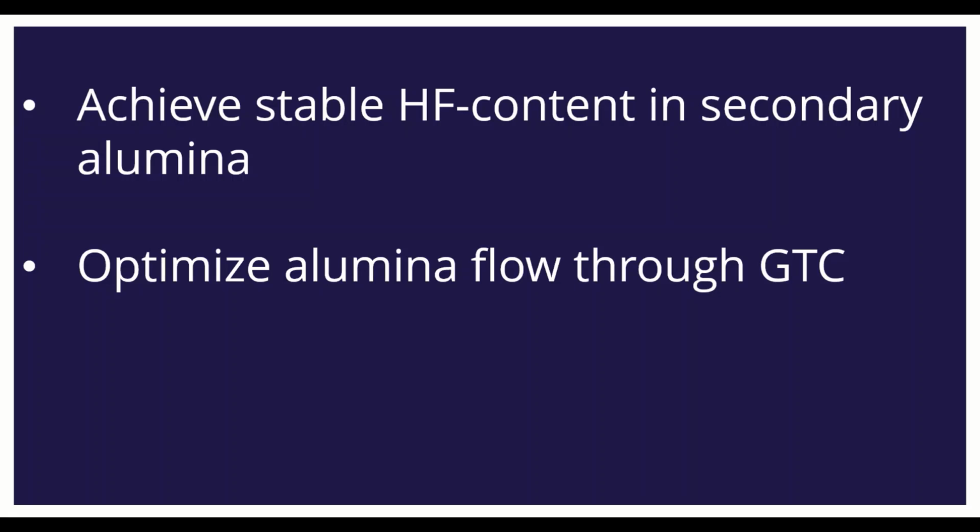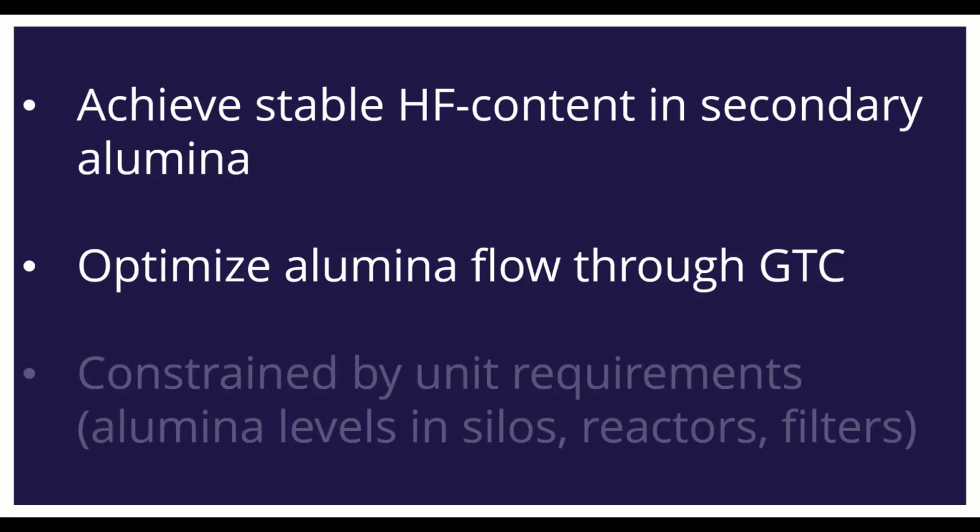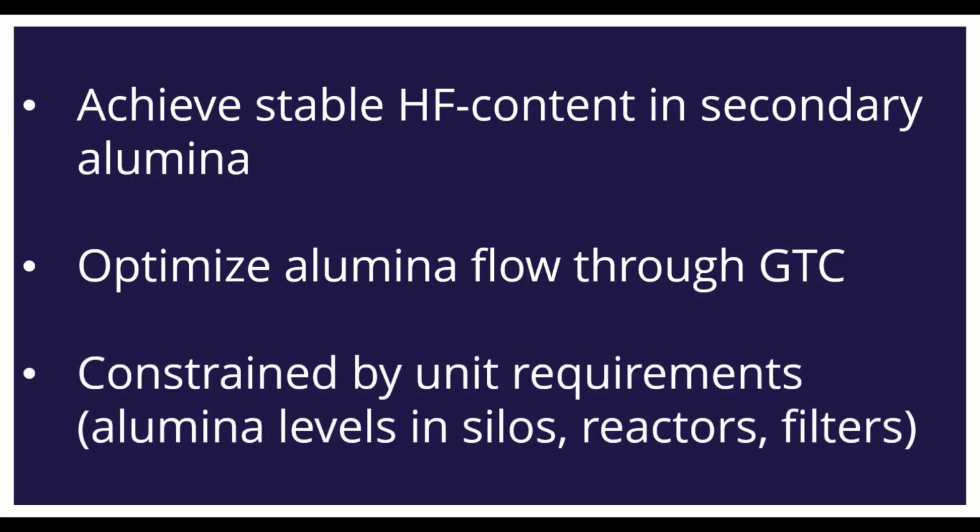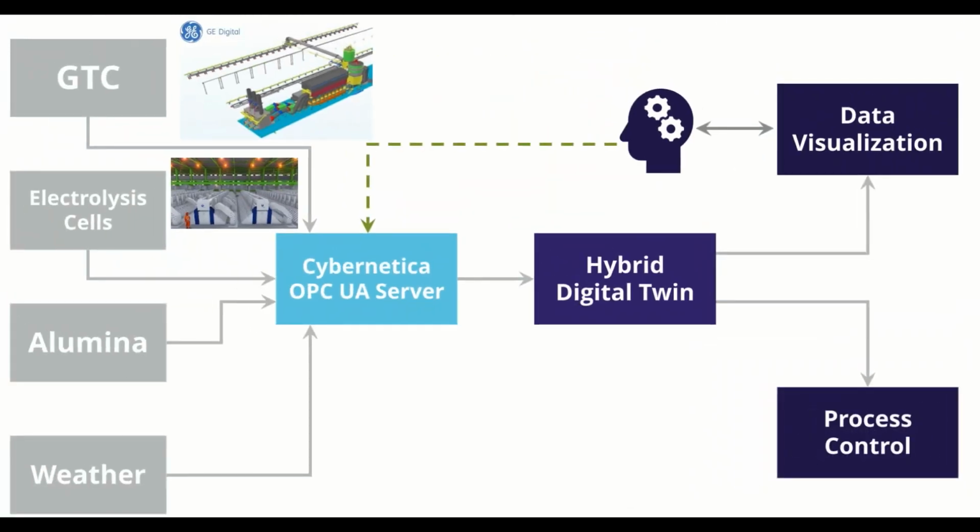By adjusting the residence time of the alumina in the filter compartments, the HF content can be manipulated within constraints set by minimum and maximum alumina level requirements in the GTC units. The process control application can be used to automate GTC operation, and the proposed operating changes can also be displayed by the data visualization application.